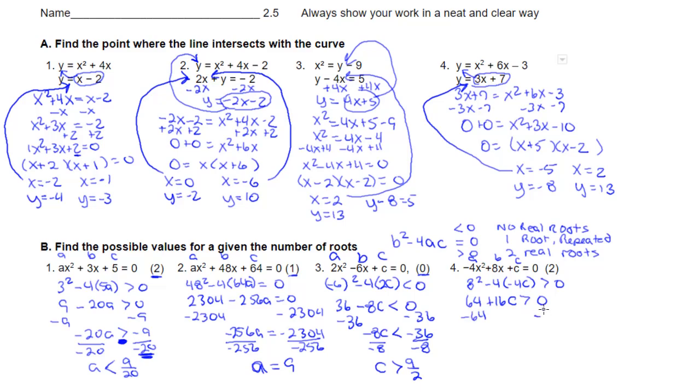We figure out that we've got 64 plus 16c greater than 0. We get the c by itself, and we find out that c is going to be greater than 4. All right, let's go to the next one.